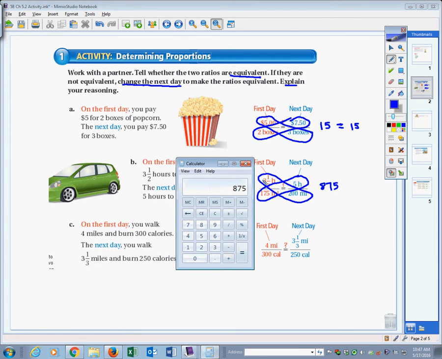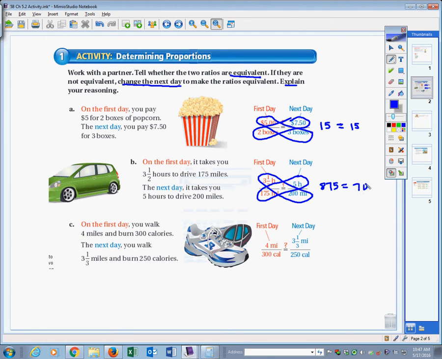Now for our second, we're going to say 3.5 times 200. The way I can represent 3.5 digitally is by saying 3.5, because 0.5 would be 1/2. So I'm going to multiply 3.5 times 200, and my answer is going to be 700. Are these equal? They are not equal, so they are not equivalent. I need to fix this to make it equivalent. This gave me 875, and this gave me 700.